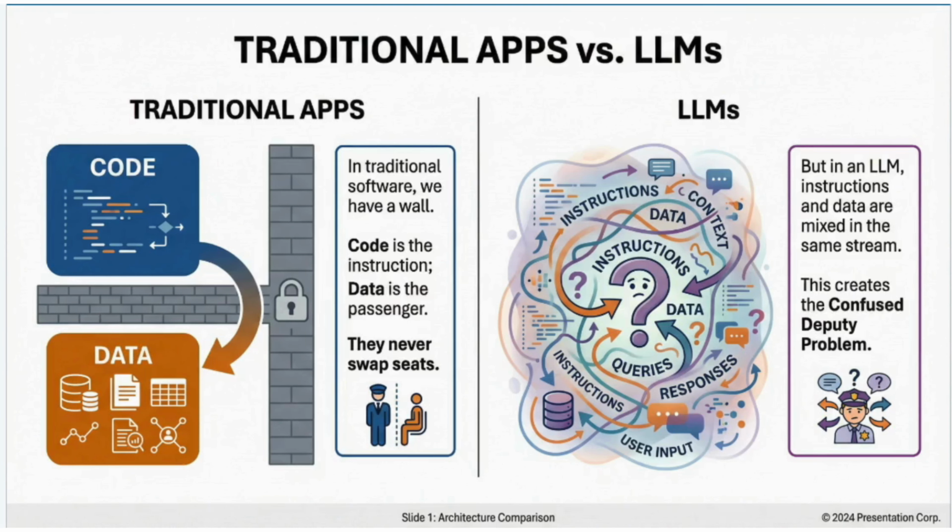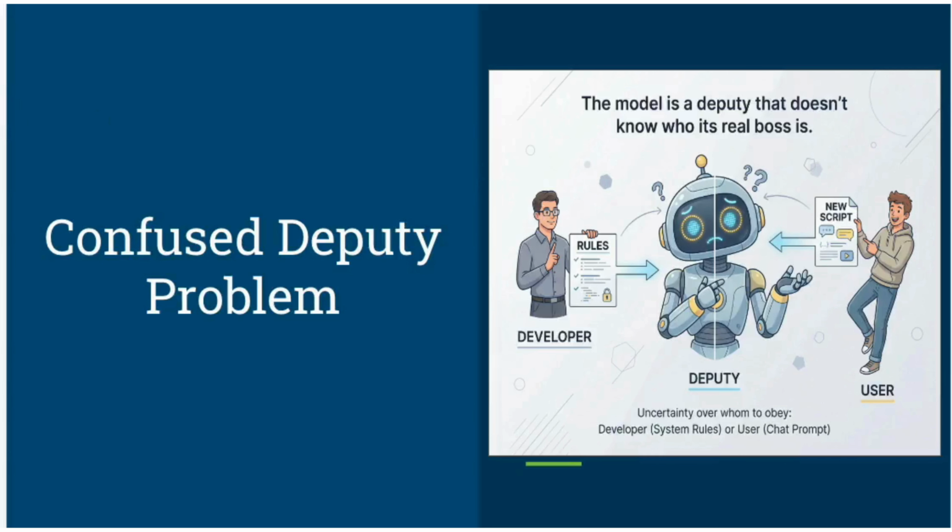Let's talk about the confused deputy problem. In traditional computer science, we have a hard boundary. The code is instructions, and the data is what those instructions operate on. An SQL engine never mistakes a user's name for a DROP TABLE command, unless you have built an injection vulnerability. However, LLMs are fundamentally different. To a model, everything is just a sequence of tokens. It cannot natively distinguish between a developer's intent and user input. That's the confused deputy problem. The model doesn't know who is the real boss.